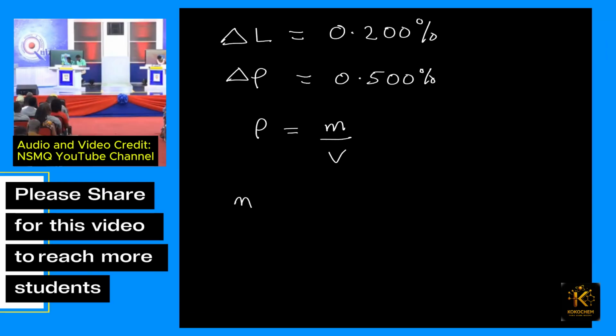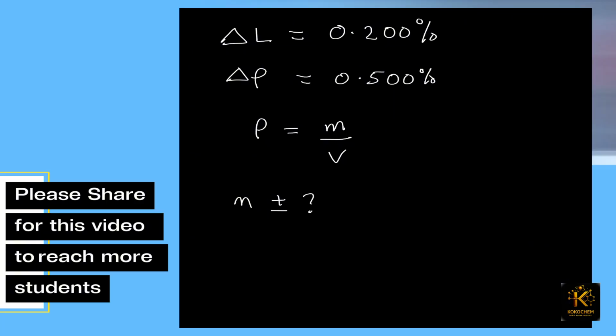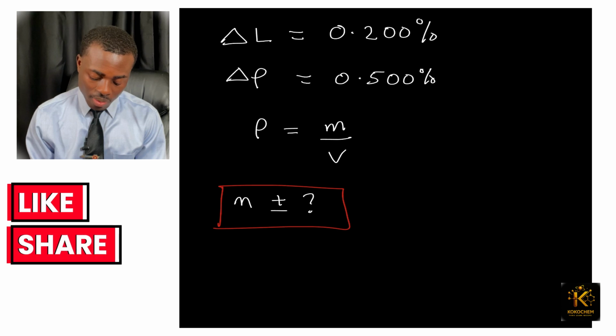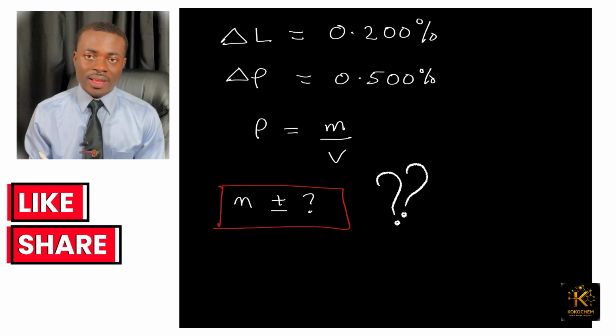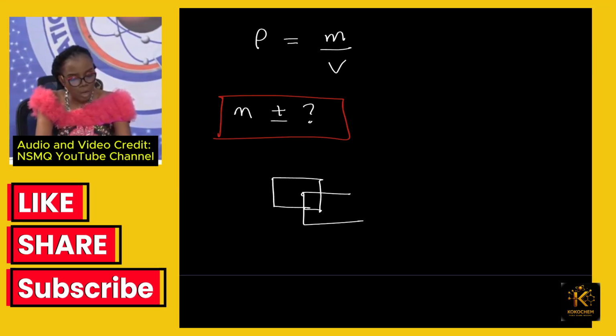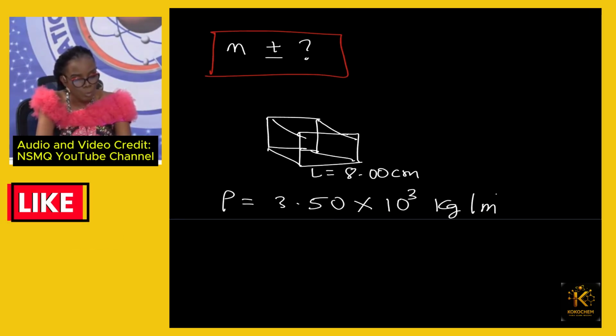Find the mass together with its uncertainty of an object with the given properties as determined by the laboratory. So now we know what the question wants us to do. Mass will be represented by m plus or minus something. The question mark there represents the uncertainty that we will find later on. A uniform solid cube whose side is determined to be 8.00 centimeters and whose density is found to be 3.50 times 10 raised to the power 3 kilogram per meter cubed.